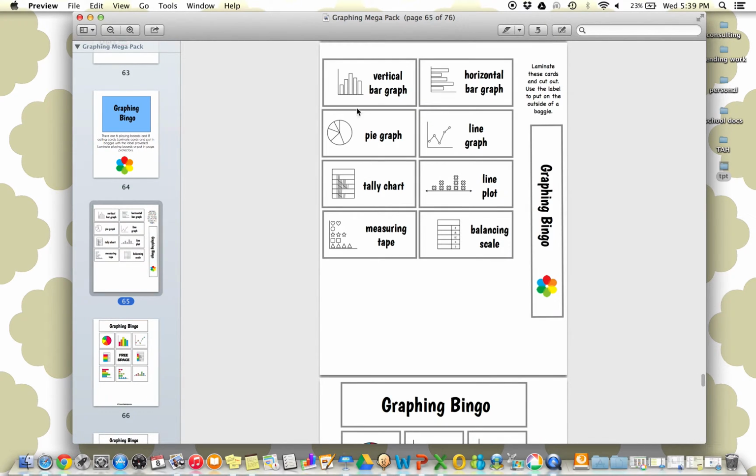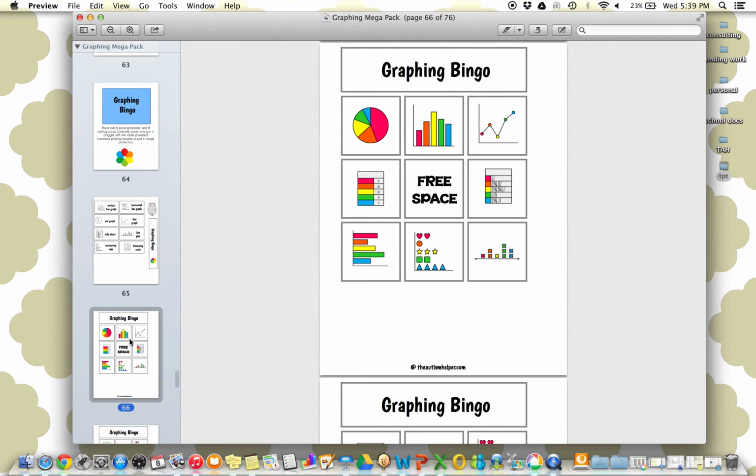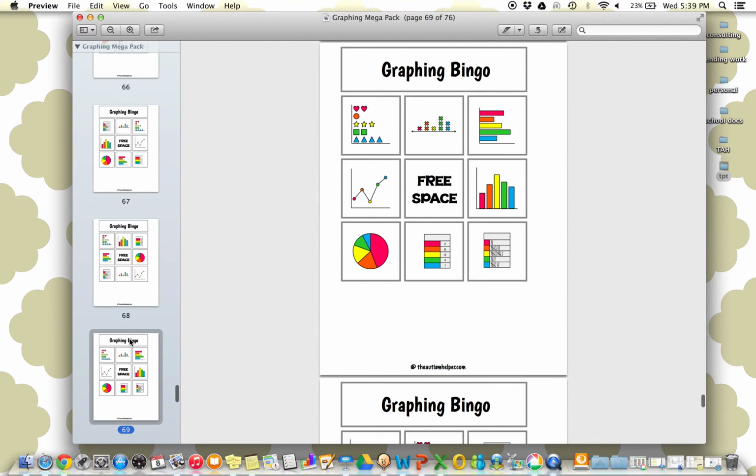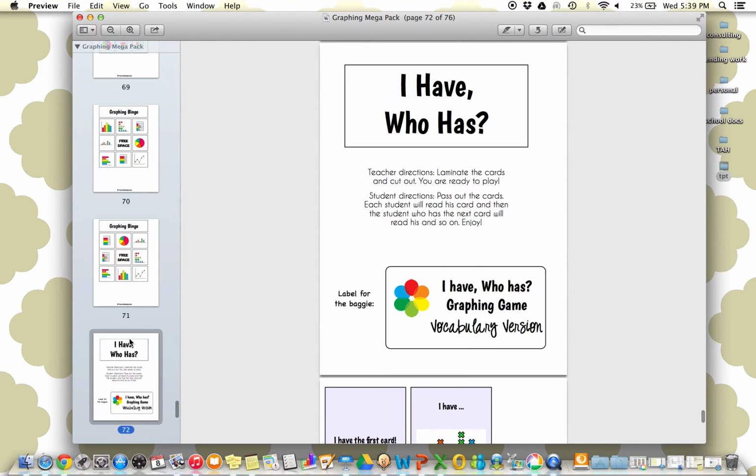So basic, just looking at the different types of graphs and then finding them on the bingo board. This is great to just practice this skill and work on bingo on a little bit more of an academic concept. And then I have Who Has.